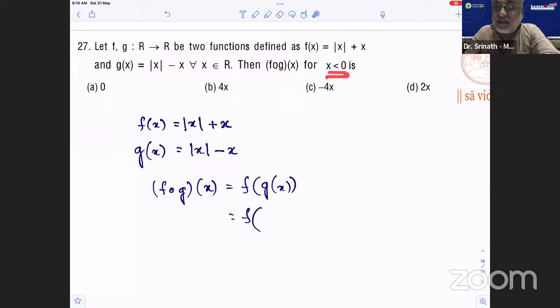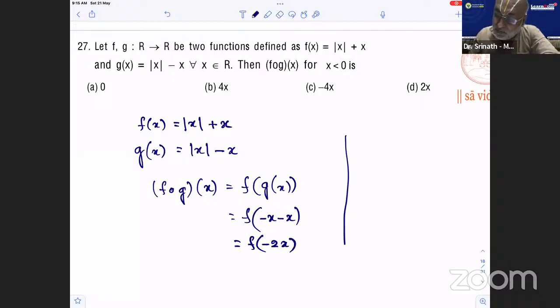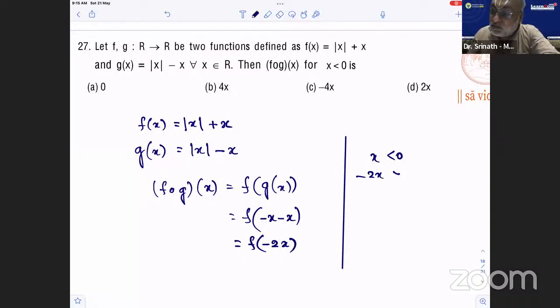So if x is less than 0, please note, there's a little tricky question. When x is less than 0, mod x will be minus x. So therefore, I'll write this as minus x minus x. So this will be f of minus 2x. Now, I want you to remember, if x is less than 0, minus 2x will be greater than 0. Correct? So, what is f of minus 2x? It will be mod of minus 2x plus minus 2x.